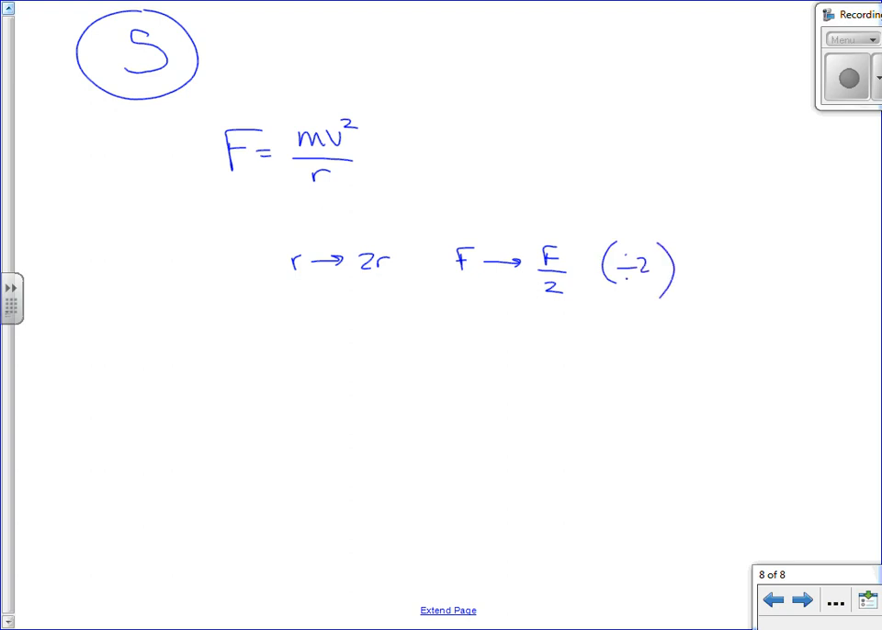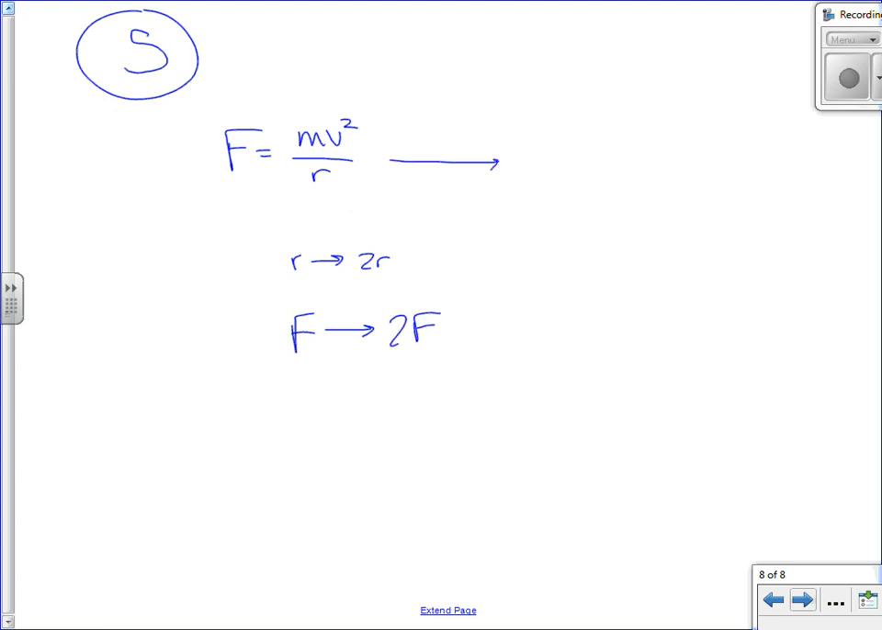Well, let me forget this. I forgot we're changing F, I'm looking for v. So F goes to 2F, right? The centripetal force is doubled. We want to know what happens to v.